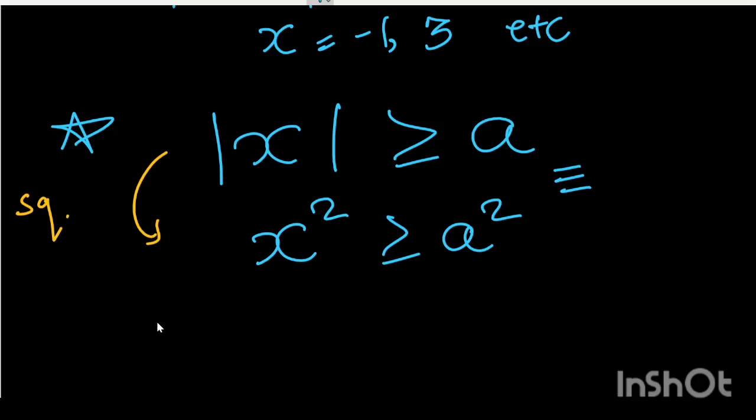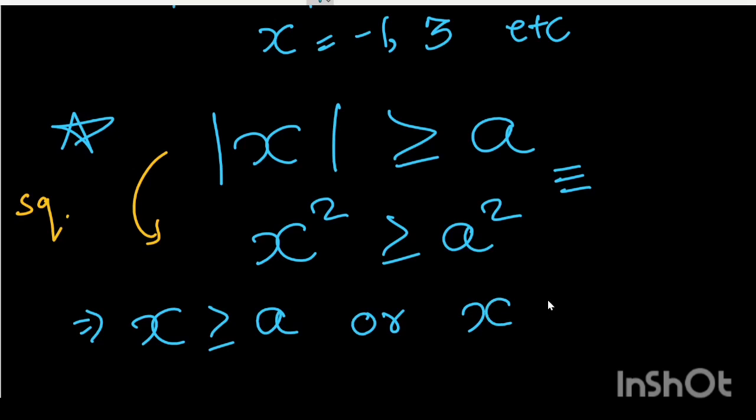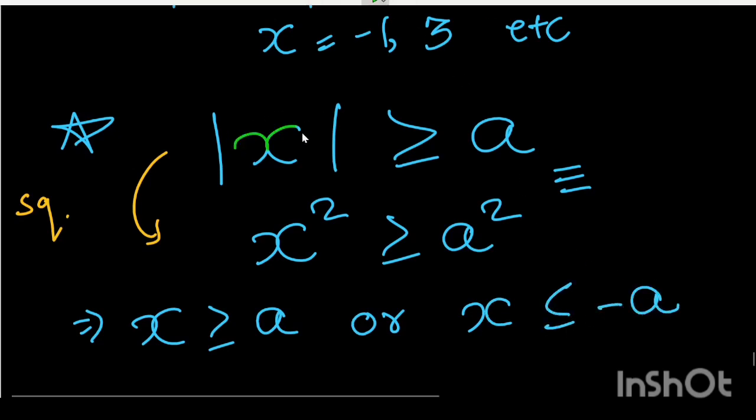And we know that x square greater than or equal to a square, from inequality, the solution is x greater than or equal to a or x less than or equal to minus a. So for mod x greater than or equal to a, the solution is the same as x square greater than or equal to a square, which is this.